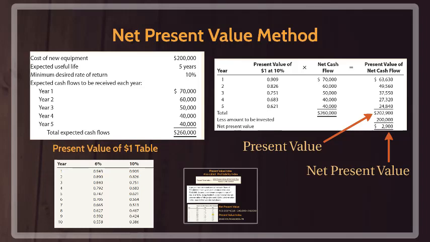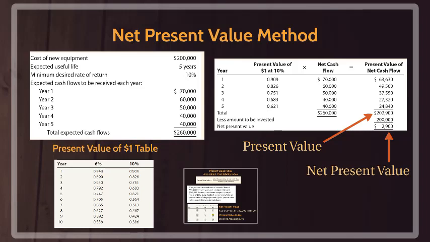So to walk through this example, we look at our cost of our new equipment as $200,000. We expect to use that for 5 years, and we have a minimum desired rate of return of 10%. We will gather the information of what we expect our cash flows to be received for each year that we hold this investment.